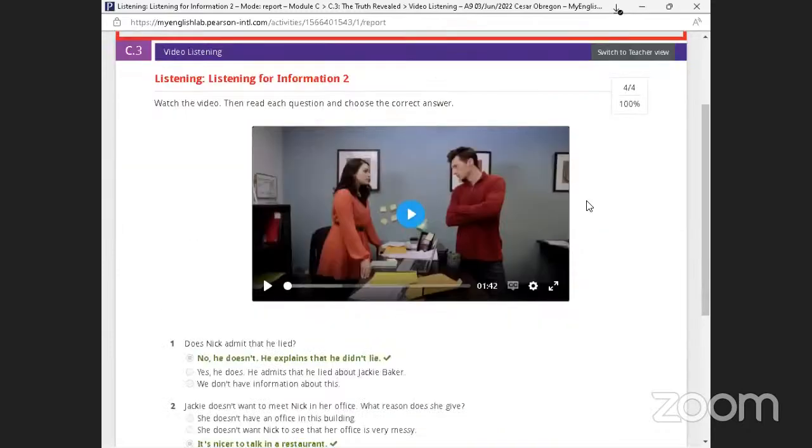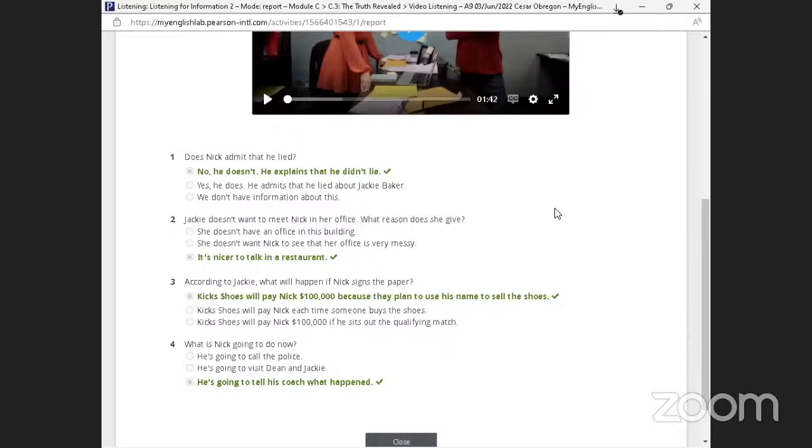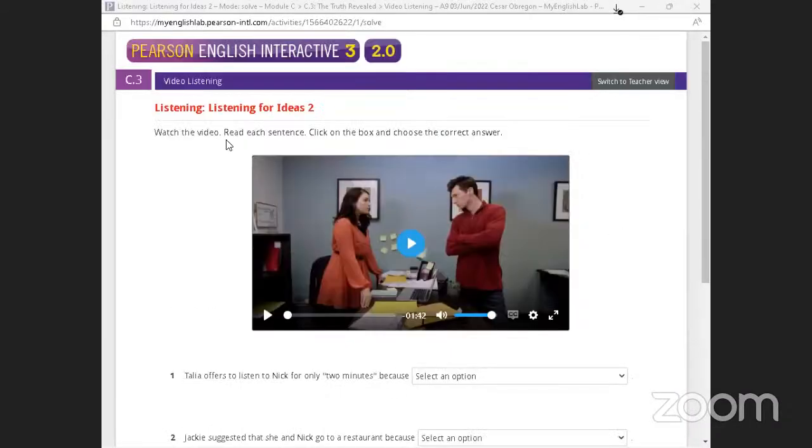Okay. We warm up. Because the information that now is being asked is detailed. Yes. We have to pay attention to the details, and not only details of what you are being shown or you're watching at the moment. You have to keep track of your knowledge, the background information. Yes, you're right. Okay, so read each sentence, click on the box and choose the correct answer.